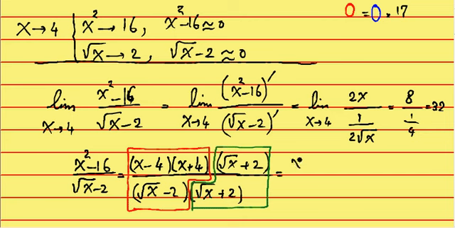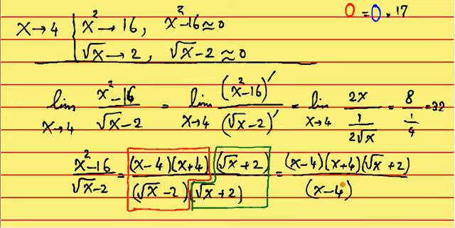So now I have x minus 4 times x plus 4 times radical x plus 2. Denominator, when you multiply them, you get x minus 4. Now when you get that, then you can go ahead and say I cancel out the culprit, and all I'm left with is what I need. So right now I can say, oh, I'm done. I can take my limit.